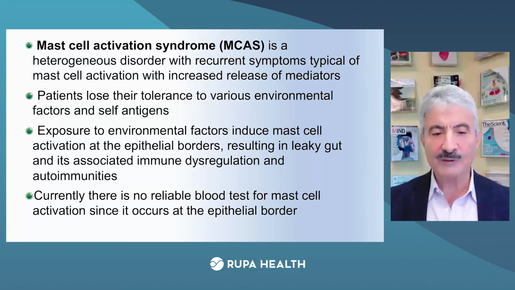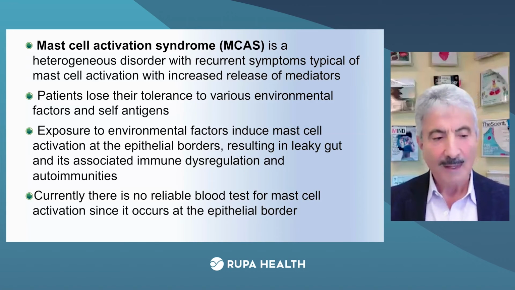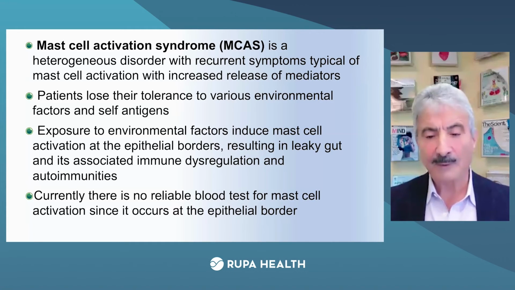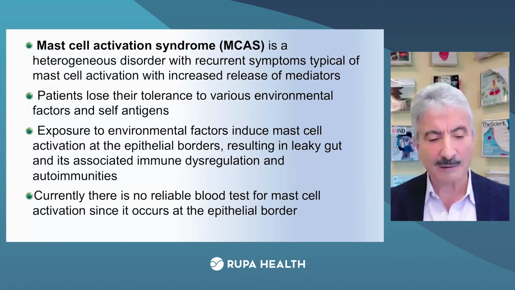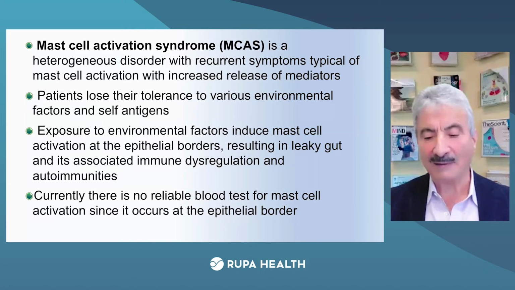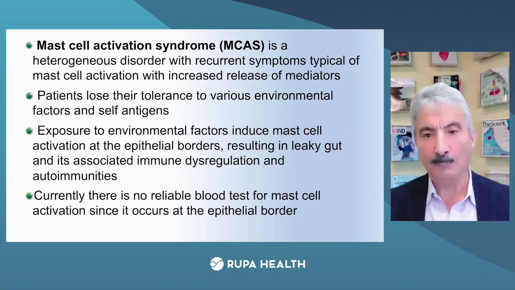Of course, patients lose tolerance mechanisms to environmental factors. That's why they develop something like multiple chemical sensitivity. Exposure to environmental factors induces mast cell activation at the epithelial borders, resulting in leaky gut and its associated immune dysregulation and possible autoimmunities. Currently, there is no reliable blood test for mast cell activation since it occurs at the epithelial border.